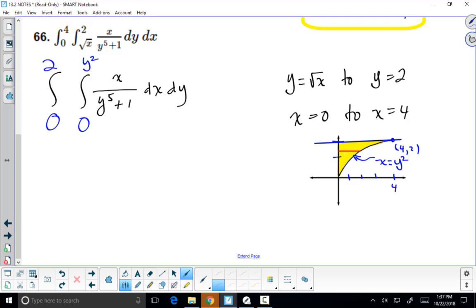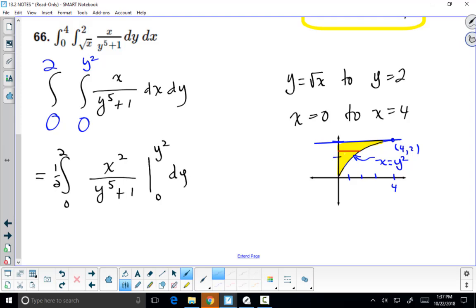Now it's simple to integrate. The y to the 5th plus 1, that's just a denominator. It's just a constant. So we get x squared over 2. Put the over 2 out front. And that's going to be evaluated 0 to y squared.